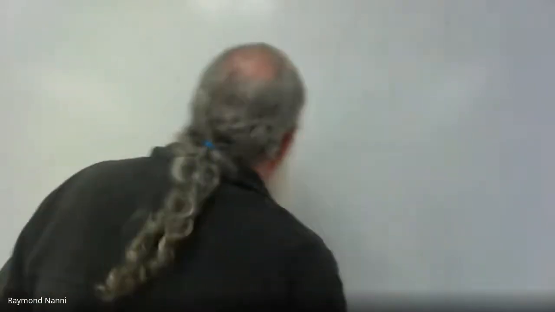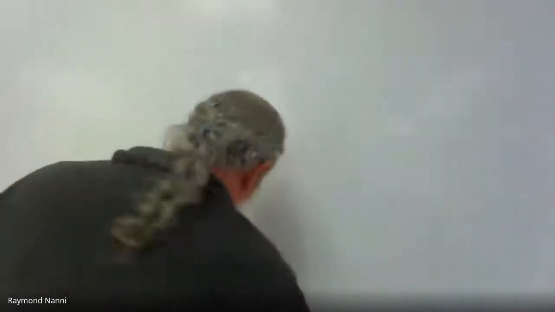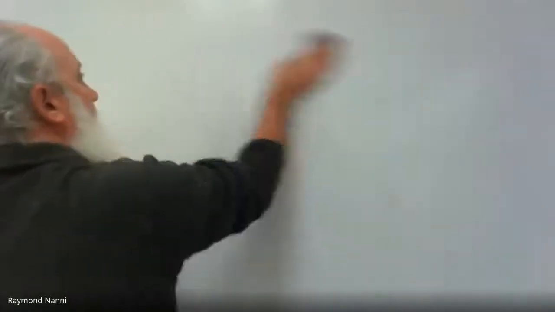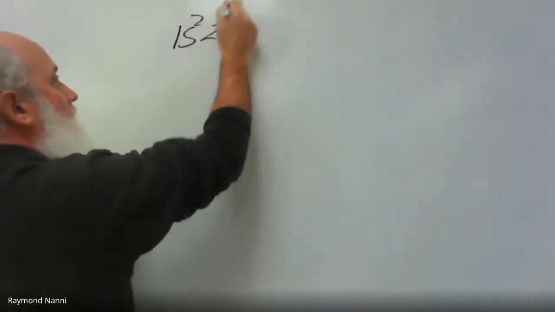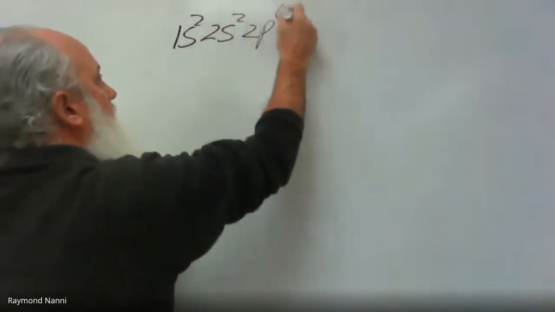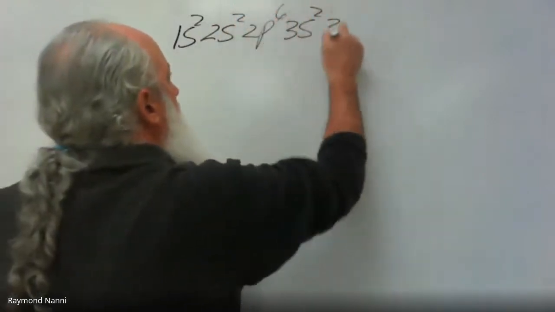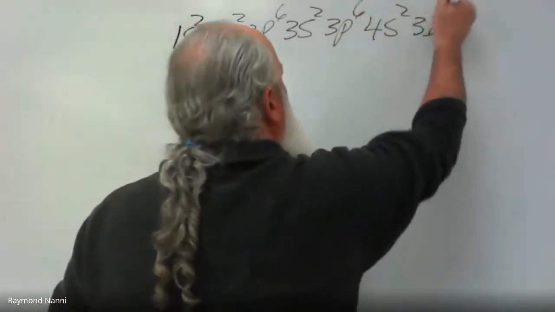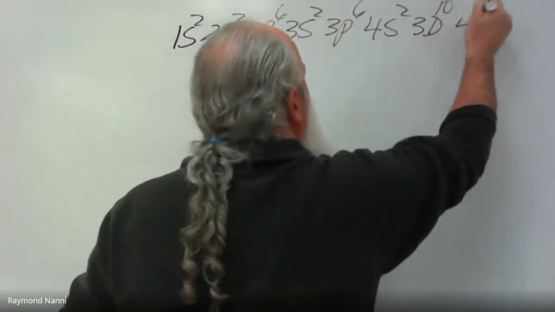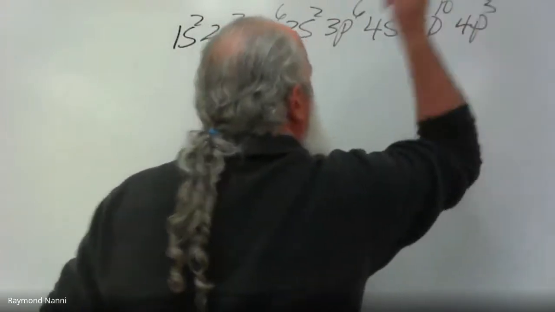Okay, let's do a neutral bromine atom. Bromine is atomic number 35. So 1s2, 2s2, 2p6, 3s2, 3p6, 4s2, 3d10, and let's see, we said bromine, so 4p5.